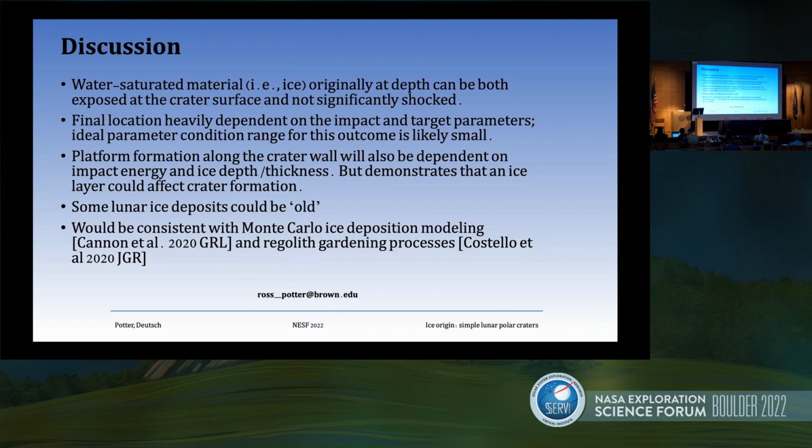The formation of the platform could tell you something about the influence of the ice layer on the formation of the crater, but more work may be needed there to see whether the equation of state is as suitable as it could be. So overall, this is saying that we seem to think that some lunar ice deposits may be old, they were in place before the craters formed, and this would be consistent with Monte Carlo ice deposition modeling and regolith garden processes, which would suggest that ice was delivered in episodic episodes very early on in lunar history. Thank you very much.